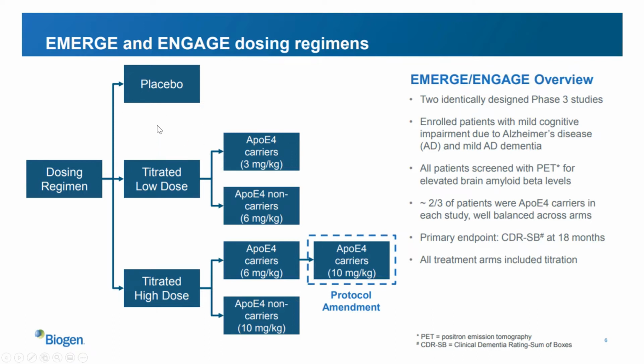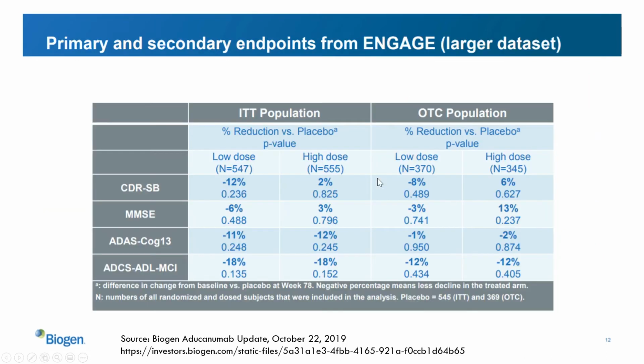They both had the same design, with one small exception that we'll discuss later. But they studied the same patient populations, patients with mild cognitive impairment due to Alzheimer's disease and mild dementia. They both had 3 arms: a placebo arm, a low-dose arm, and a high-dose arm. They both measured the same primary endpoint and other secondary endpoints, and they were similar-size studies. So the primary endpoint, again, was CDR-SB. This is basically a validated way to measure dementia, progression of dementia and cognitive decline in Alzheimer's disease.